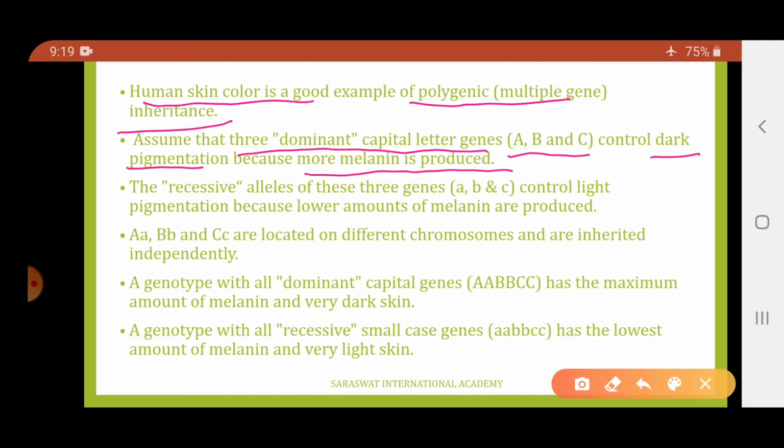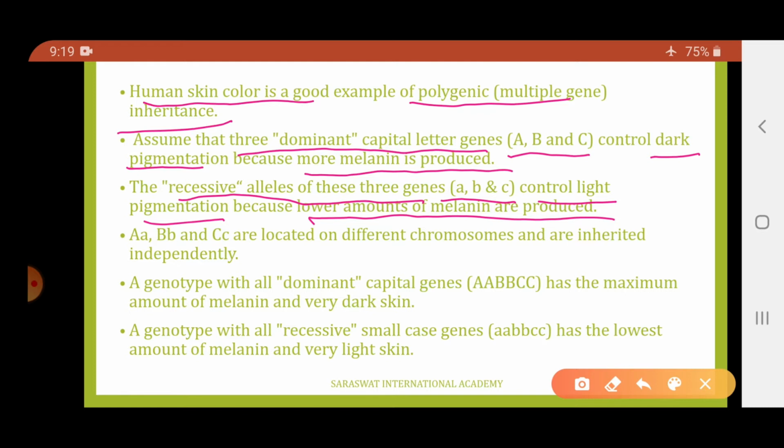So there are 3 pairs of genes. Out of that, the dominant genes, capital A, capital B and capital C, what do they control? They control the dark skin color. Why? Because they produce more melanin. Basically, if dominant genes are there, it indicates the production of melanin. And the recessive alleles of these genes, that is small a, small b and small c, control light pigmentation, because lower, or you can say no amount of melanin will be produced by them.